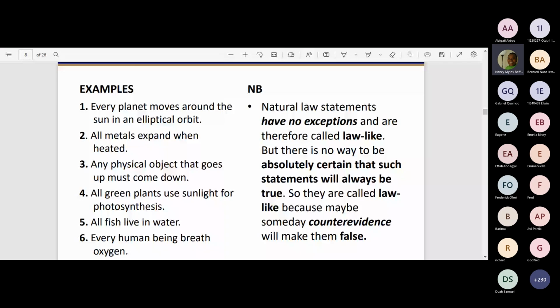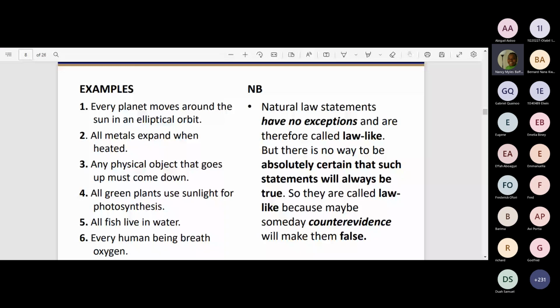You are enumerating, accounting. So based on the several instances you've had, people, listen to empirical law, how it progresses. You make a generalization and say every planet moves around the sun in an elliptical orbit. All metals do so and so and so. Look on your screen. Any physical object that goes up must come down. All green plants use the sun. All fish live in water. Every human being breathes oxygen. These are empirical in nature. So what? So they can fail.